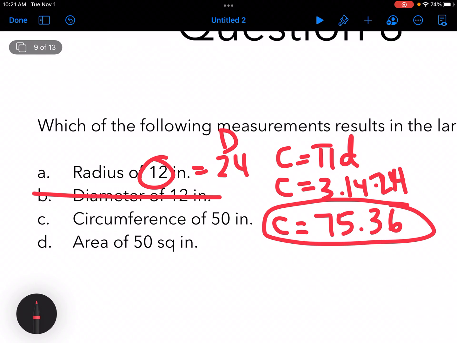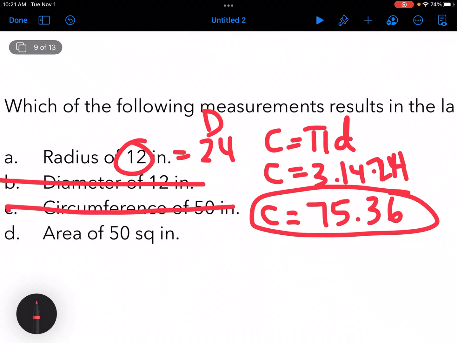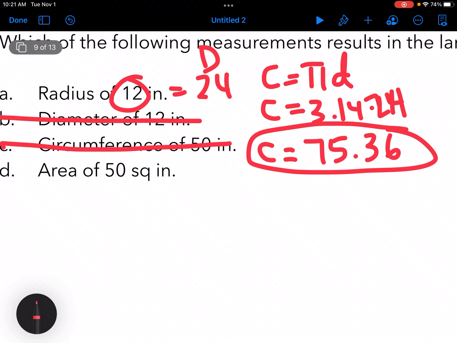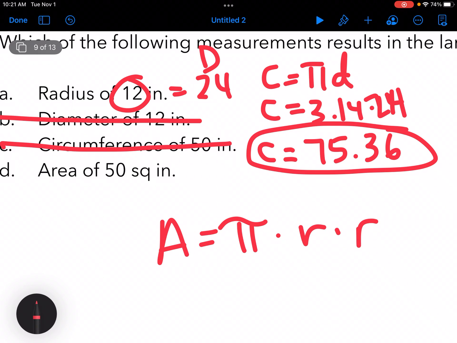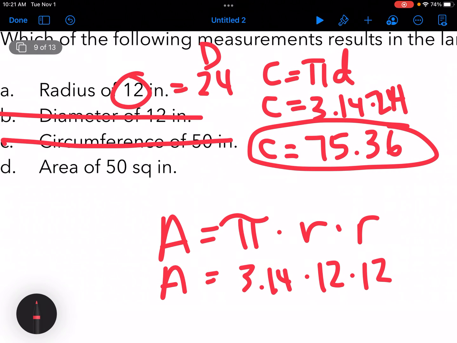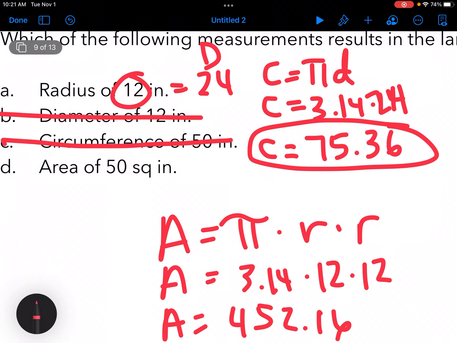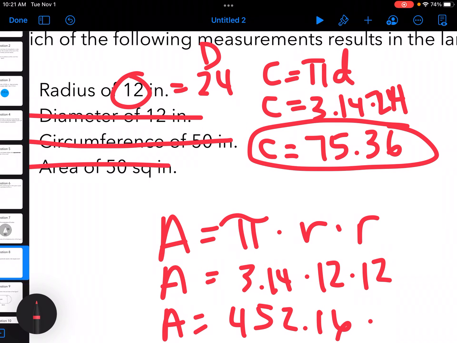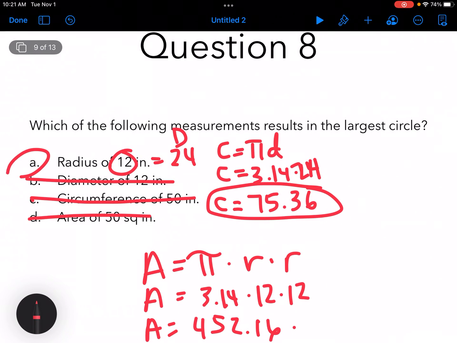Well, I know that right now that's bigger than C. So now I have to decide which one's bigger, the area or the radius. So let's try and find the area of circle A. So area equals pi times radius times radius. Area equals 3.14 times 12 times 12. So 3.14 times 12 times 12 gives me an area of 452.16. So I know that this area definitely not bigger than the original area. So A, the radius of 12, is going to give me the biggest circle.